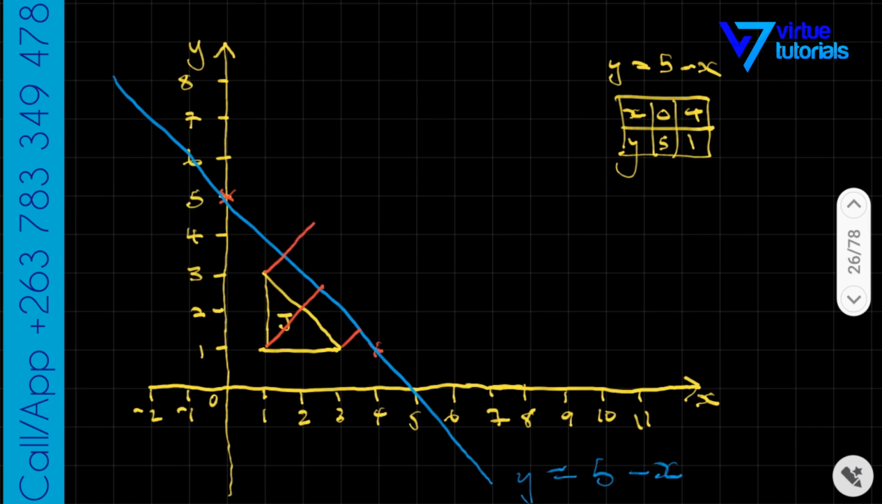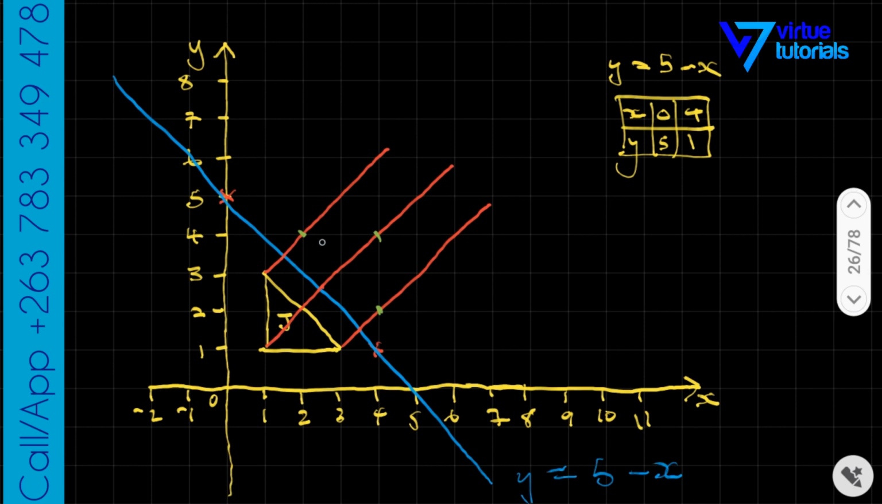And then I extend these perpendiculars to the other side like that. Once I extend them to the other side, I then transfer these distances to the other side. So I can transfer this first distance to the other side, it will come there. This first distance to the other side, it will come here. And this distance to the other side, it will come there.